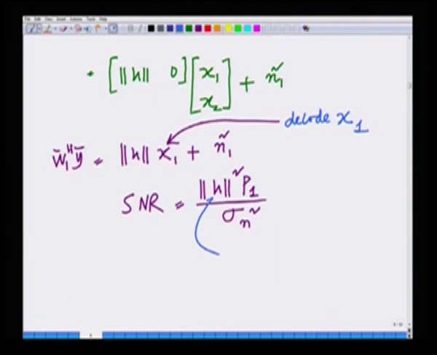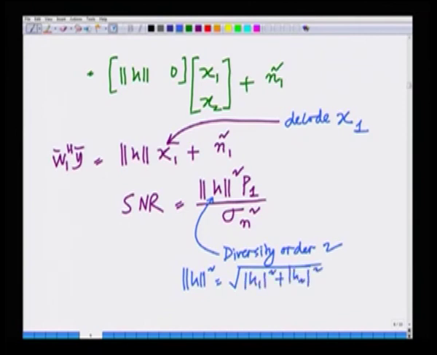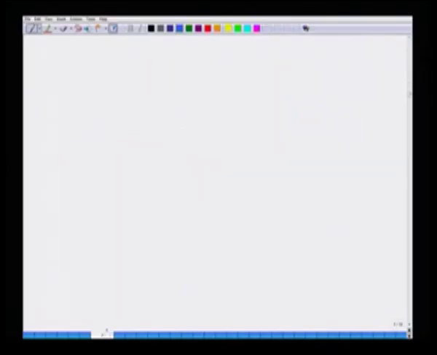Observe that there is a norm H square in the numerator, hence this results in diversity order, because norm h square is nothing but the square root of magnitude h1 square plus magnitude h2 square. There are two fading coefficients h1, h2, similar to maximum ratio combiner, hence this has a diversity order of 2.